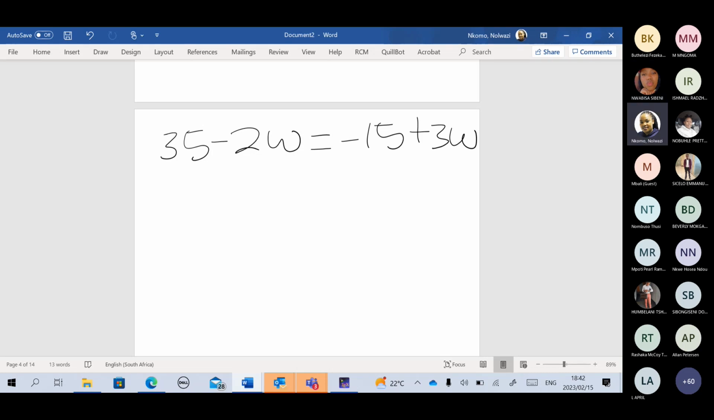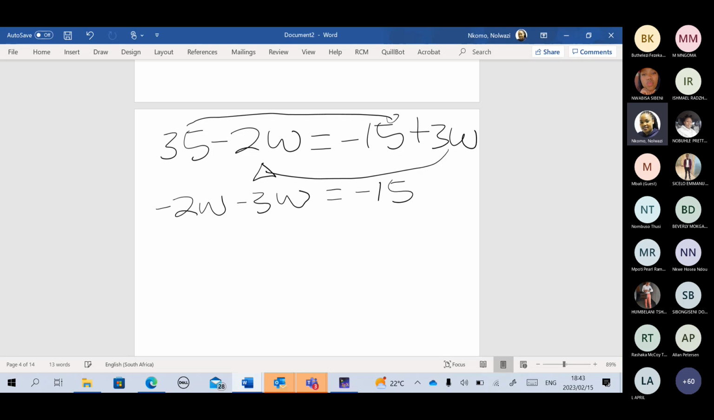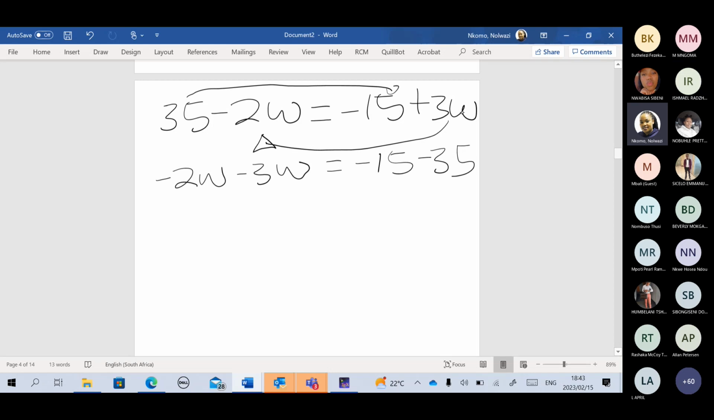At first I said I'm going to transpose 3W to this side, and this will change its sign, and I will transpose 35 to this side. If I do that, I will have minus 2W minus 3W equals minus 15 minus 35. Now, I'm saying I don't want to transpose 3W to this side, but I want to take 2W to this side and take minus 15 to this side.